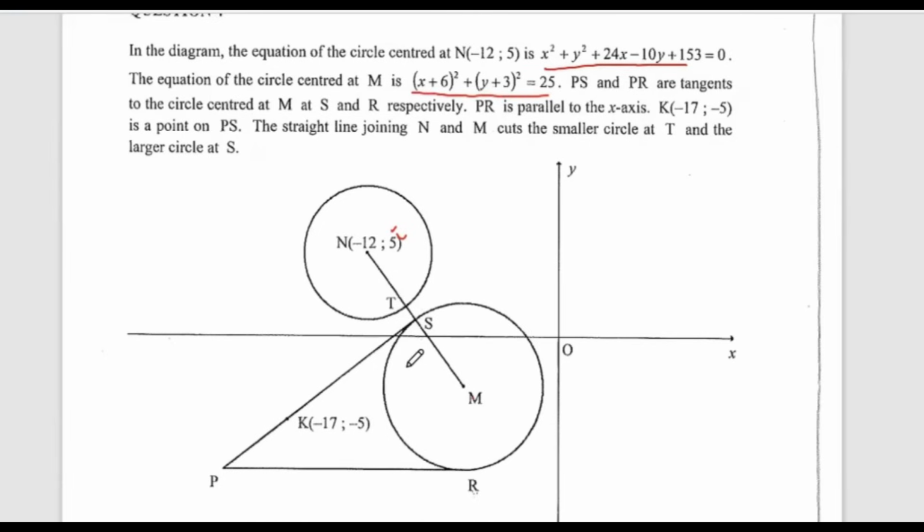Then PR and PS are tangents to the circle M. PR is parallel to the x-axis. And then we have coordinates of K, which is negative 17 and negative 5. The straight line N cuts this minor circle at T, and then the larger circle at S. All right.